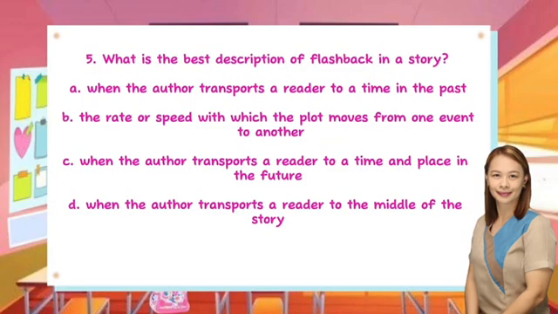Cliffhanger. Last, number 5. What is the best description of flashback in a story? A. When the author transports a reader to a time in the past. B. The rate or speed with which the plot moves from one event to another. C. When the author transports a reader to a time and place in the future. And D. When the author transports a reader to the middle of the story. The correct answer is A. When the author transports a reader to a time in the past.